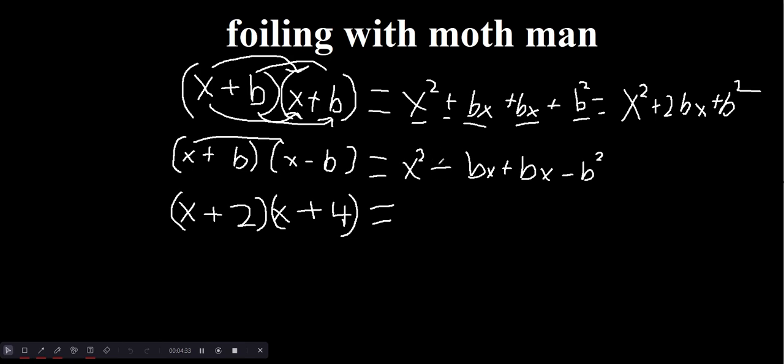This subtraction sign is really just a positive sign with a negative integer afterwards. And when you look at it this way, it's a lot easier to comprehend that this is negative b of x plus b of x. So those two will cancel each other out, and you end up with just x squared minus b squared.